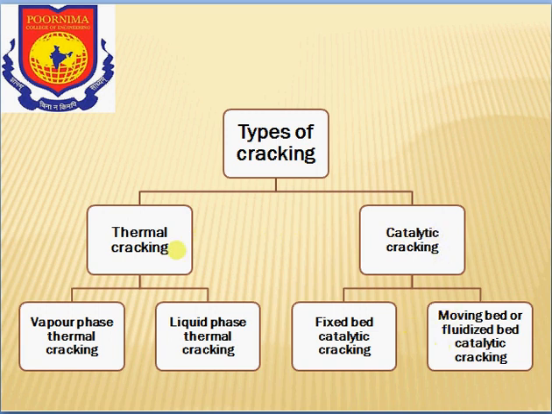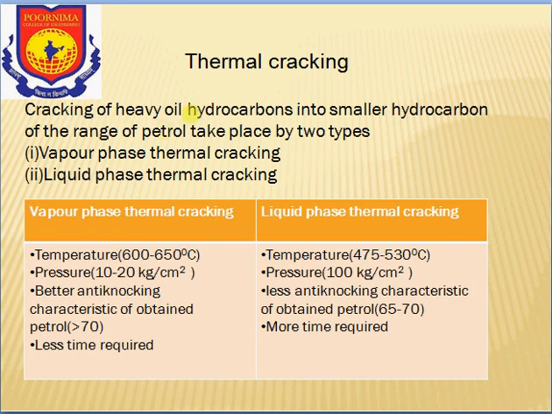First we will talk about thermal cracking. Cracking of heavy oil hydrocarbons into smaller hydrocarbons of the petrol range takes place by two types, as we know, vapor phase and liquid phase. Vapor phase thermal cracking takes place at a temperature of 600 to 650 degrees centigrade, whereas liquid phase thermal cracking takes place at 475 to 530 degrees centigrade. Pressure for vapor phase is comparatively low, 10 to 20 kg per centimeter square, whereas for liquid phase it is about 10 times greater, 100 kg per centimeter square. In vapor phase, the petrol obtained is of better quality, greater than 70 octane number, whereas by liquid phase it is 65 to 70 octane number. Vapor phase thermal cracking requires less time than liquid phase thermal cracking.